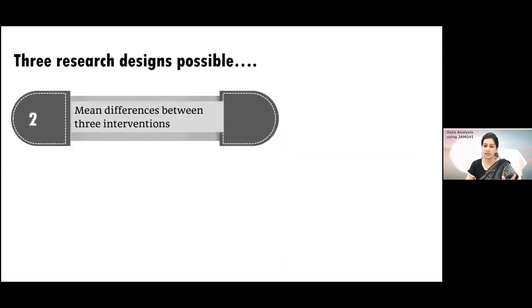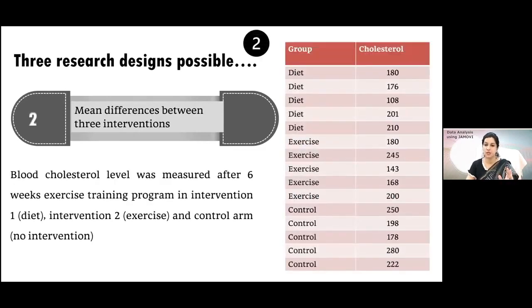The other type of research design could be if I want to see the mean differences between 3 interventions. So there are 3 groups. There is a group of people where the intervention is through diet. There is a group of people where the intervention is through exercise. And then the third group is the control arm.